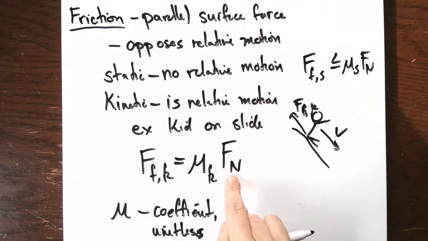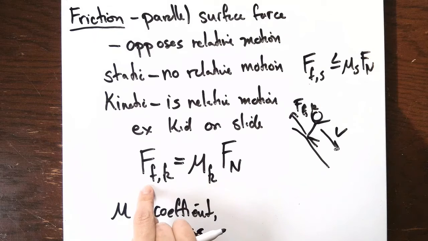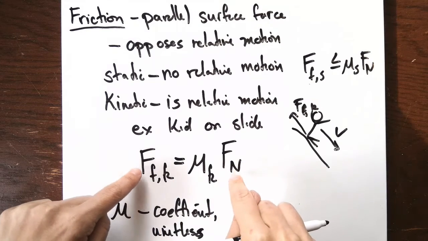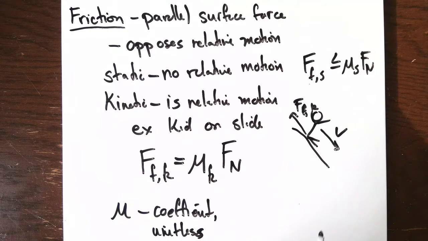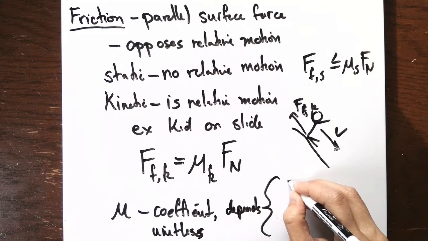So, sorry, newtons times something on this side and just newtons on that side. And that can't be true because these are both forces. They've got to have the same units, so no units there. So it's unitless, and it depends on what the surfaces are made of.